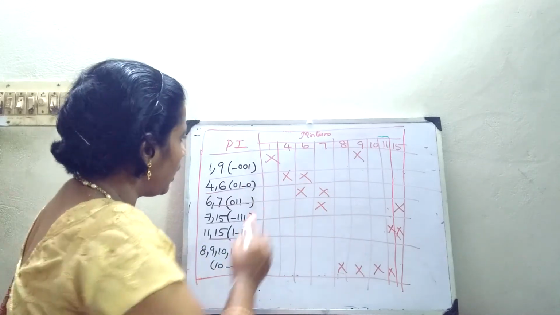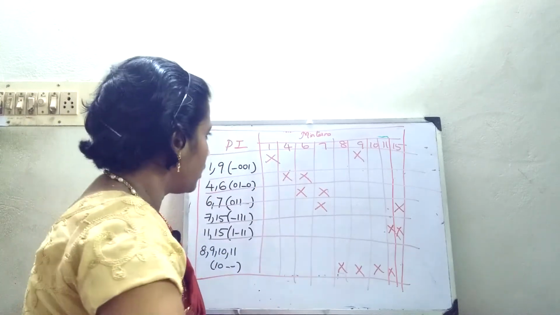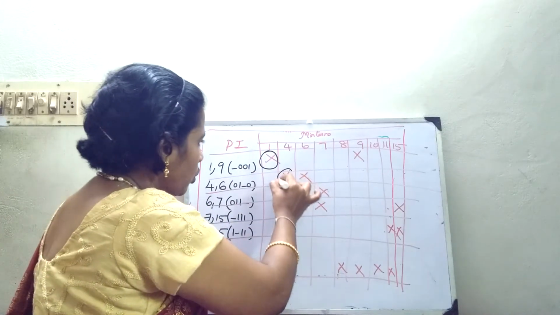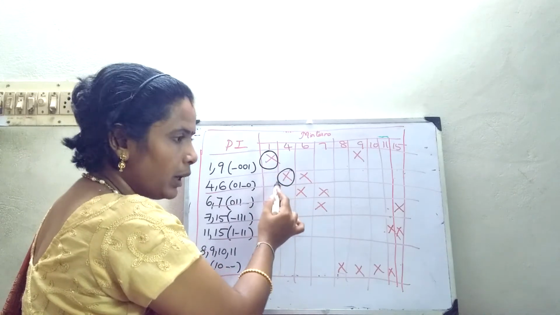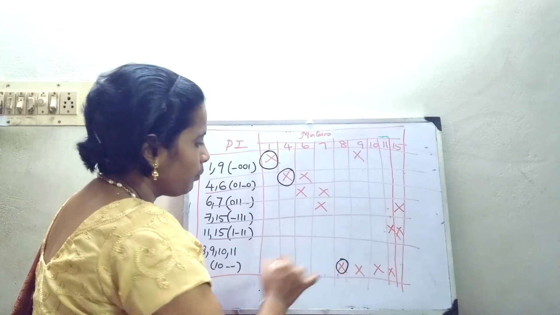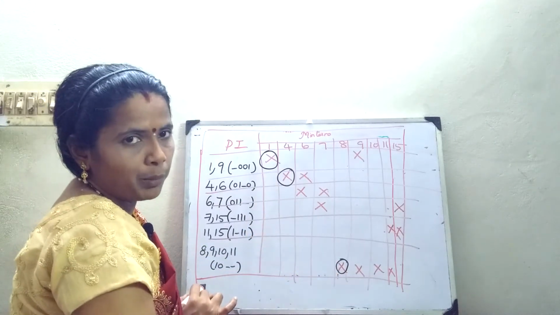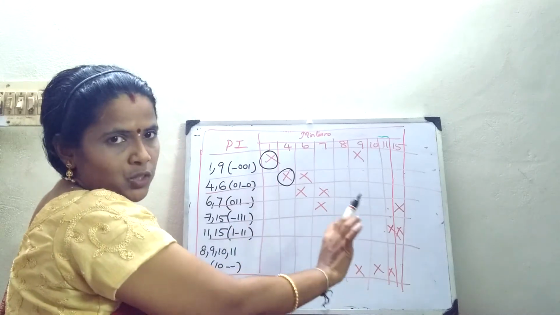Now, in this problem, here I have one minute, I'll just change the color. This is having a single cell grouping. In this row, this is going to have a single cell grouping. So, first I'll check all the 2 cross, 2 cross, and 1 cross. Okay. So, these 3 things are called the essential prime implicants. This is just for your understanding. Okay. Now, we will see the procedure.